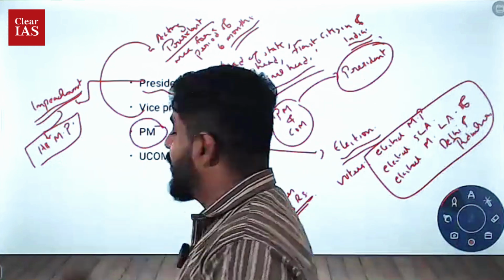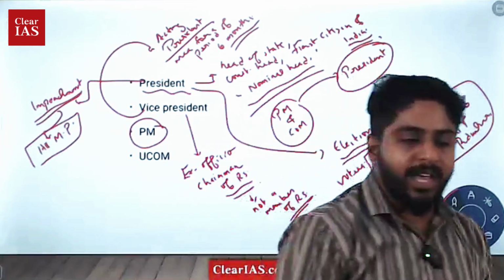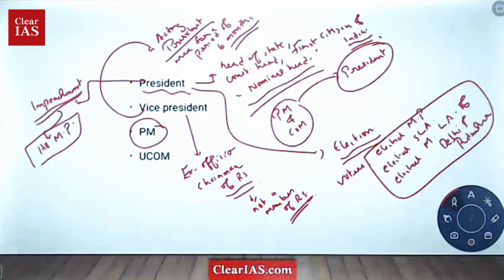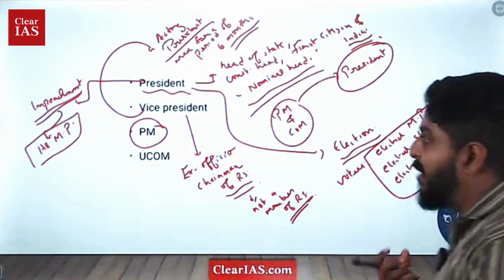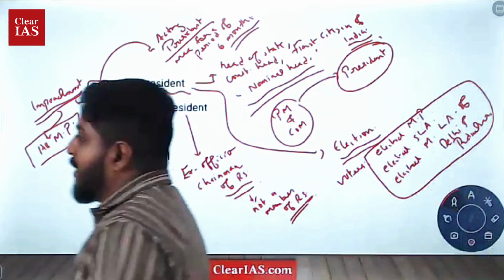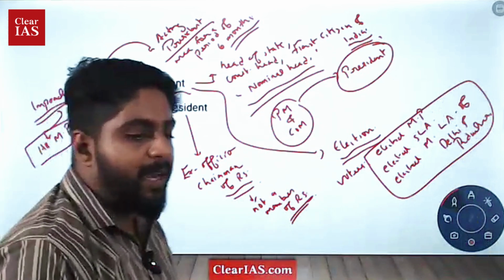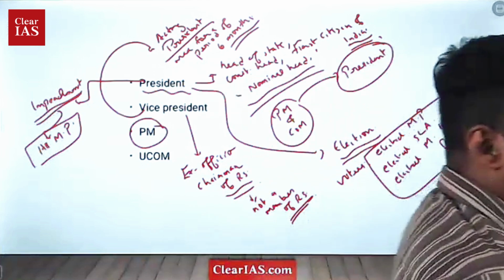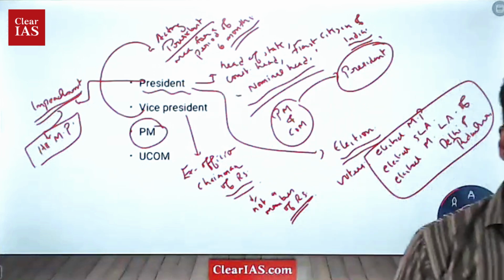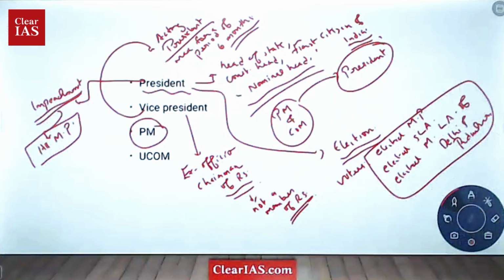Now, when it comes to the Prime Minister, he is the real executive authority. He is the real person who has the power, unlimited power. And that is very crucial in a parliamentary form of government, that it is the Prime Minister who has the real authority in his hands.